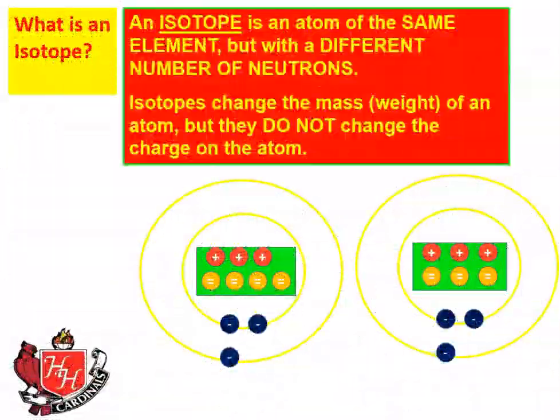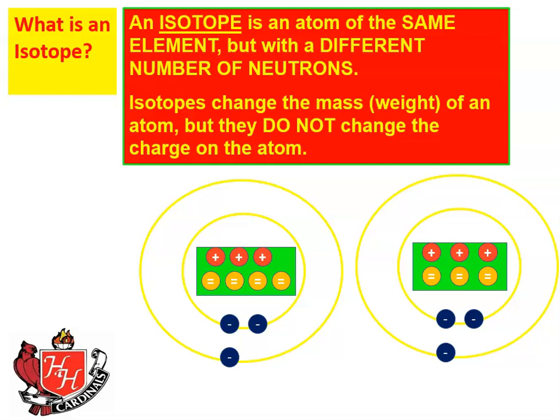So what's an isotope? Atoms have three components: protons, neutrons, and electrons. A particular element, such as lithium, has to have the same number of protons to be lithium. Lithium has to have three protons. If it doesn't, it's not lithium, it's some other element.